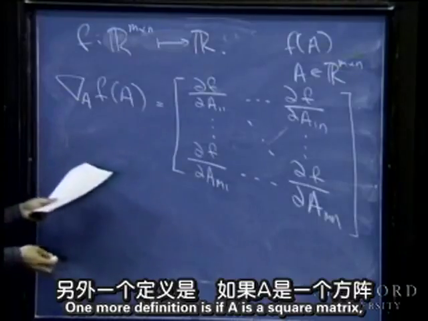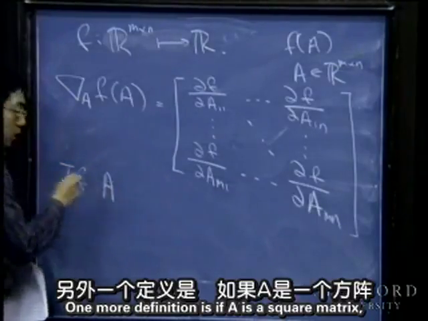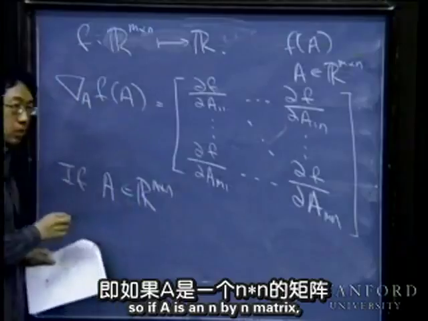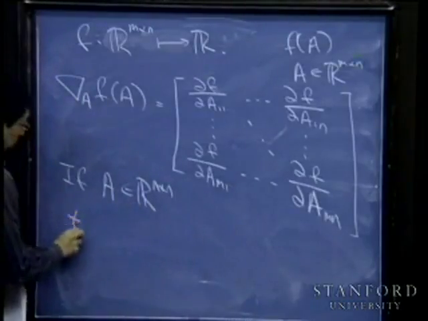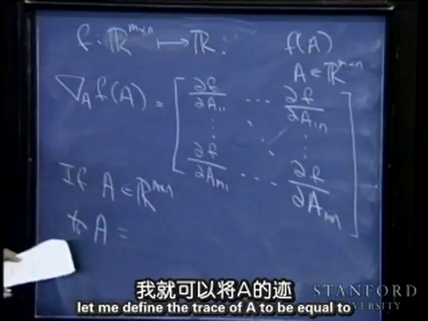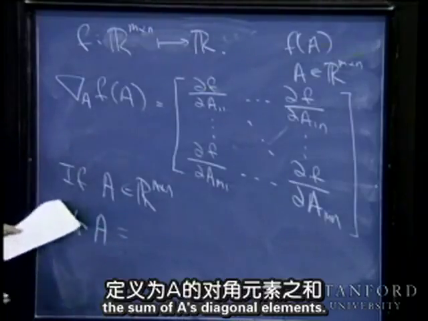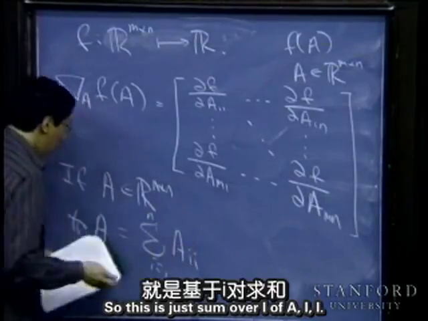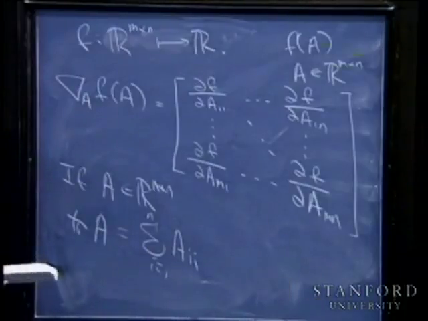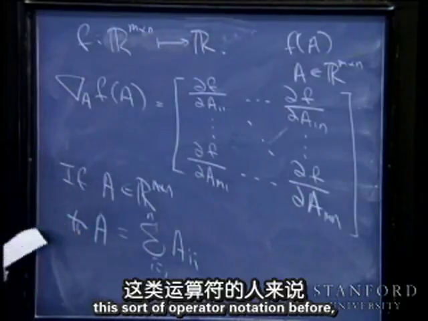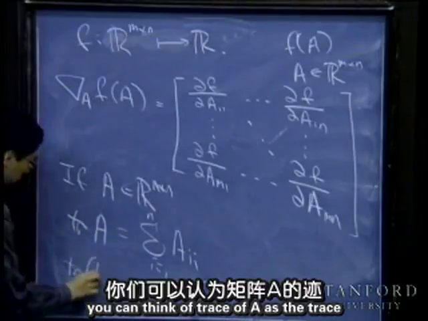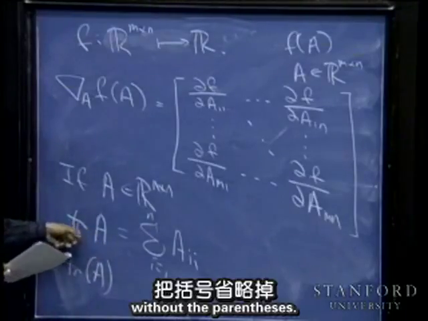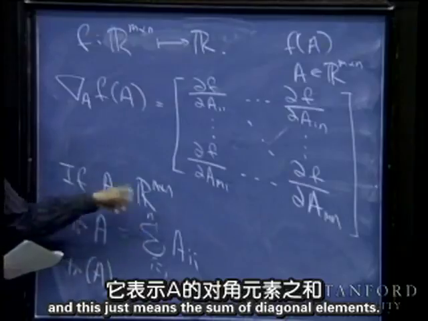One more definition: if A is a square matrix, so if A is an n by n matrix, number of rows equals number of columns, let me define the trace of A to be equal to the sum of A's diagonal elements. So this is just the sum over i of A_ii. For those of you that haven't seen this sort of operator notation before, you can think of trace of A as the trace operator applied to the square matrix A, but it's more commonly written without the parentheses. So I usually write the trace of A like this. And this just means the sum of diagonal elements.